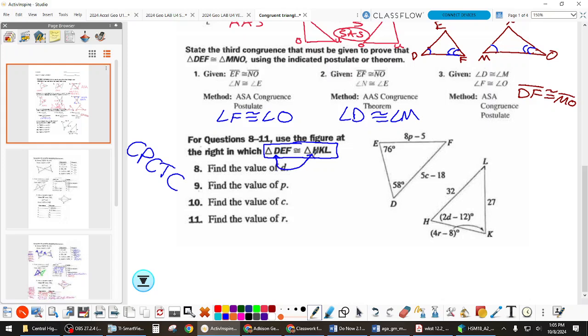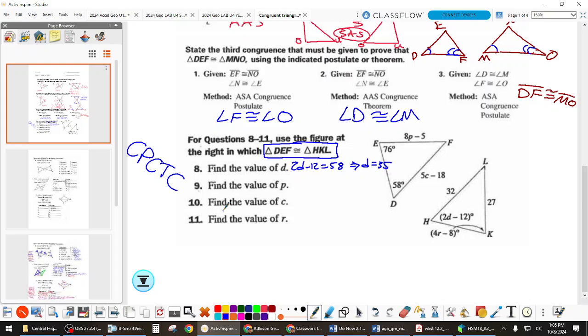Yeah, they're both the first letter. Okay? Because this is a little bit tricky to tell. So yes, angle D and H go together. So we do 2D minus 12 equals 58. And so D is 35.